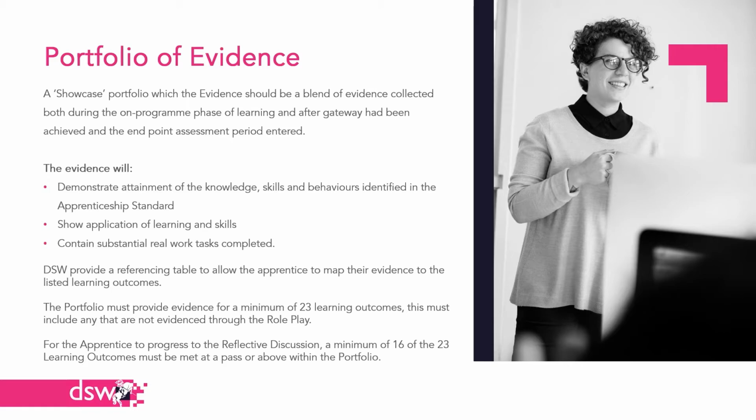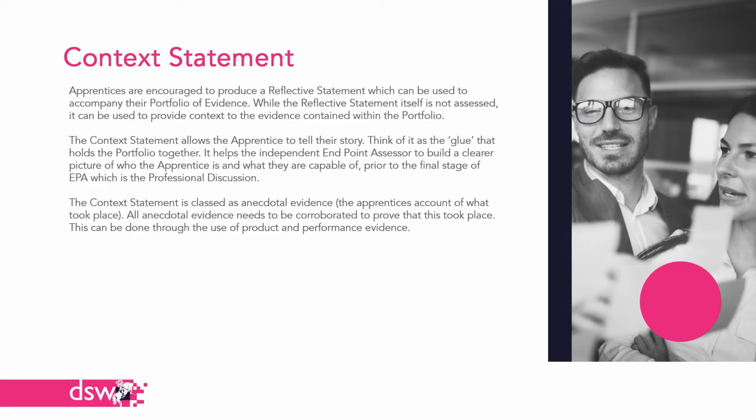In order for the apprentice to progress to the reflective discussion, a minimum of 16 of the 23 learning outcomes must be met at a pass or above within the portfolio. The assessment record will indicate which learning outcomes are going to be picked up in the discussion to allow the apprentice to prepare accordingly. Context statement.